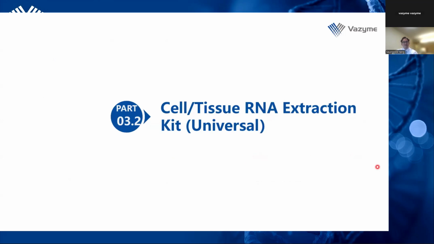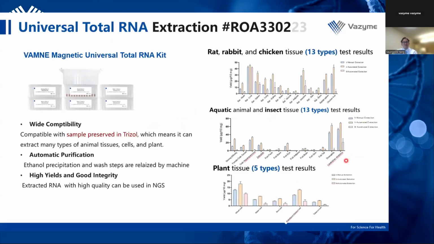So now it's the same, it's RNA extraction, but for the universal kit. So this product is designed for much broader sample compatibility and high throughput RNA extractions. So the kit works with samples preserved in Trizol, which allows efficient RNA extraction from a variety of animal tissues, cells, and even plants. And also, the kit supports automated purification, which includes the ethanol precipitation and washing that makes it compatible with machine-based workflows for convenience and consistency.